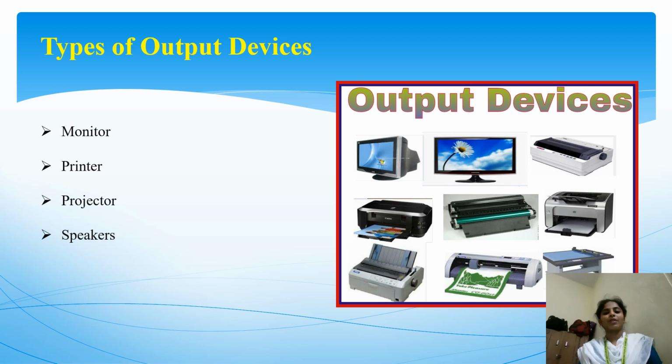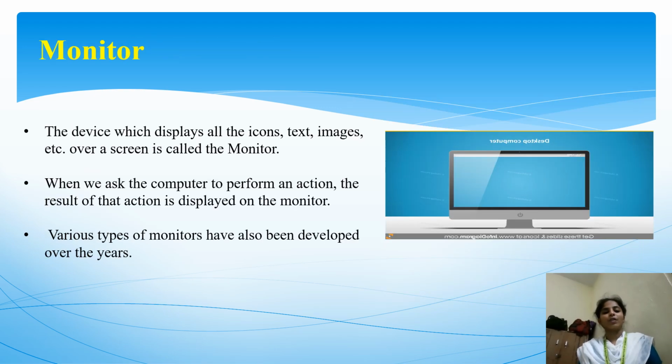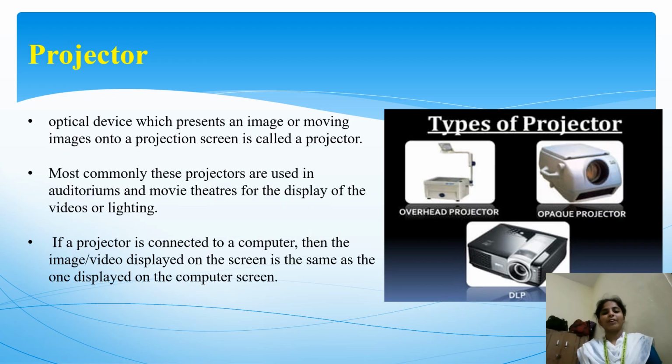The types of output devices are monitor, printer, projector, and speakers. These all come under the output devices. First we will discuss the monitor. The device which displays all the icons, text, images, etc. over a screen is called a monitor. When we ask the computer to perform an action, the result of that action is displayed on the monitor. Various types of monitors have been developed over the years, with many modifications from the starting generation to this generation.